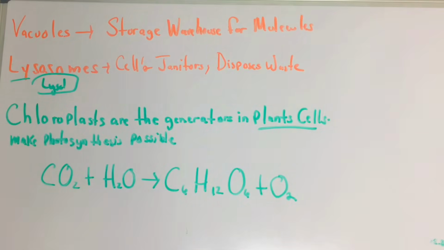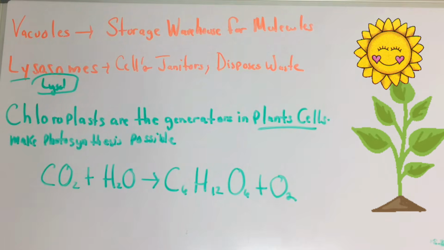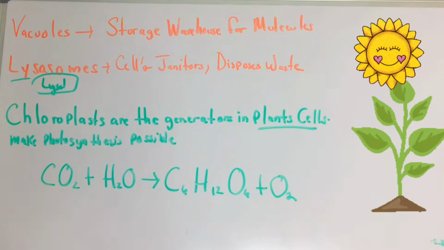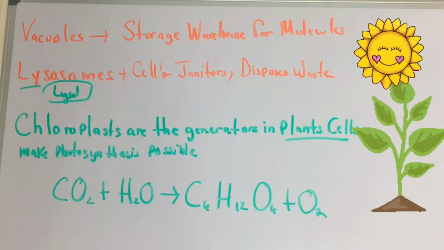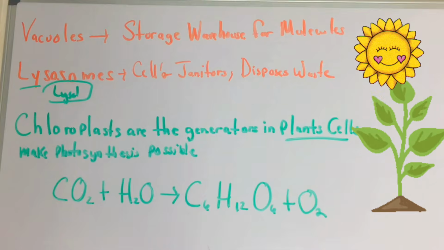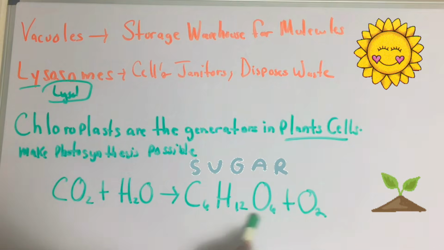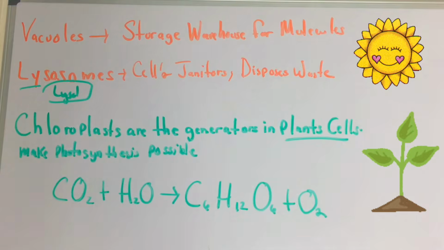So I just want to mention chloroplasts. I want to talk about that. This is of course only in plant cells, but anyway, chloroplasts are the generators in plant cells. They make the photosynthesis process possible, and this is what plants use to get their energy. And what happens in photosynthesis real quickly is that the cells use energy from the sun, and turn carbon dioxide and water into glucose plus a waste of oxygen. Not sure if this is on the test or not, but I just feel like it's good to know.